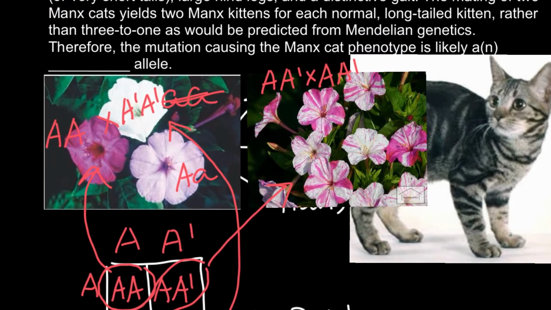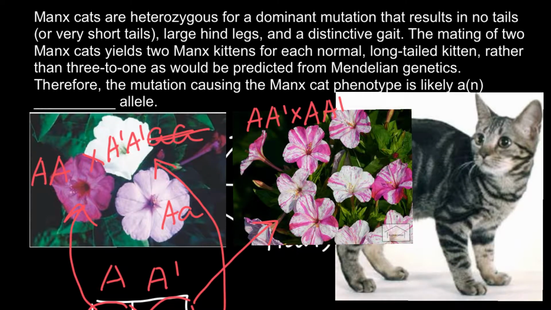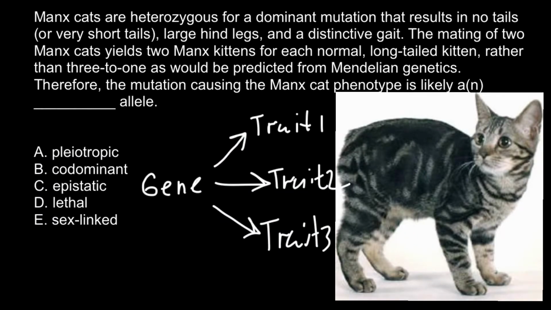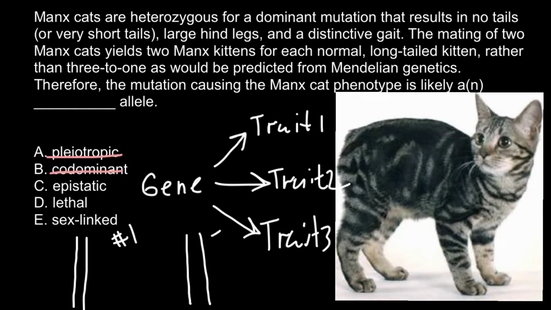So let's now return to the variants of the answer that we have. So we cannot explain with answer A pleiotropic, we cannot explain with codominance. Let's consider epistatic. Epistatic basically means that, for example, we have one pair of chromosomes. So let's say this is chromosome number 1. And we have another pair of chromosomes, say this is chromosome number 2.